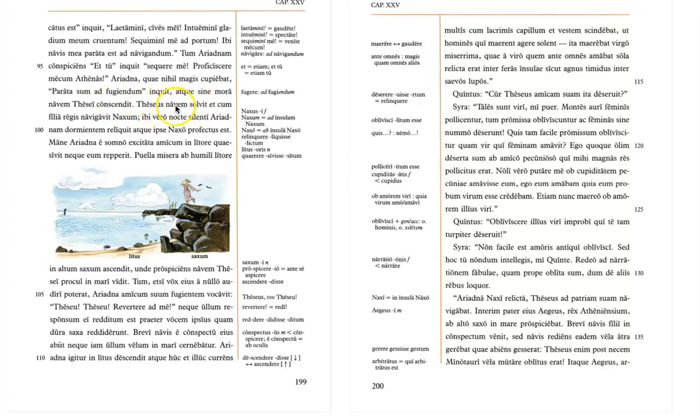Theseus solvit navam, that means set sail. It's just the way it literally dissolved, or let go of the anchor. So Theseus set sail and sailed with the daughter of the king to the island of Naxos.